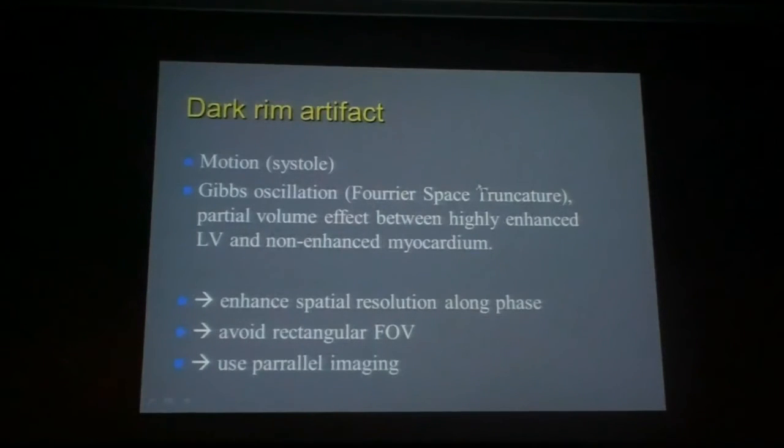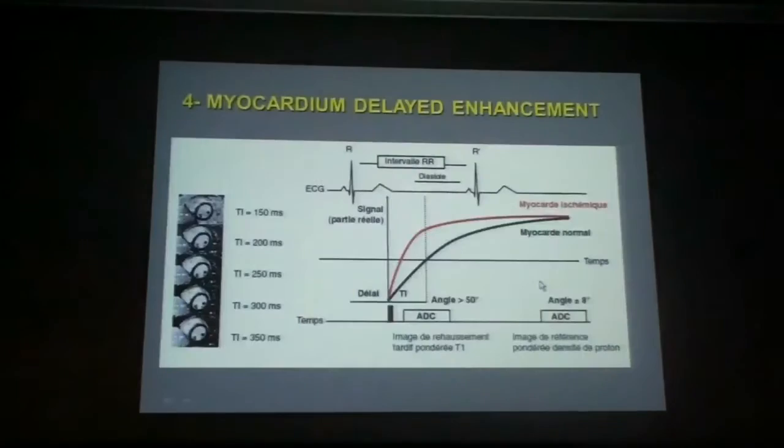So it is a very important artifact to know, and it's related to motion, especially to systole, but also to the Gibbs oscillation. That is a Fourier space nomenclature. So what's happening, you have a partial volume effect due to a thick slice in your left ventricle on your short axis, on which you have on one side a highly enhanced left ventricle and on the other side a non-enhanced yet myocardium. And this gives you these dark rings that you can try to avoid by enhancing your spatial resolution along the phase, by avoiding a rectangular field of view and by using parallel imaging as much as you can.